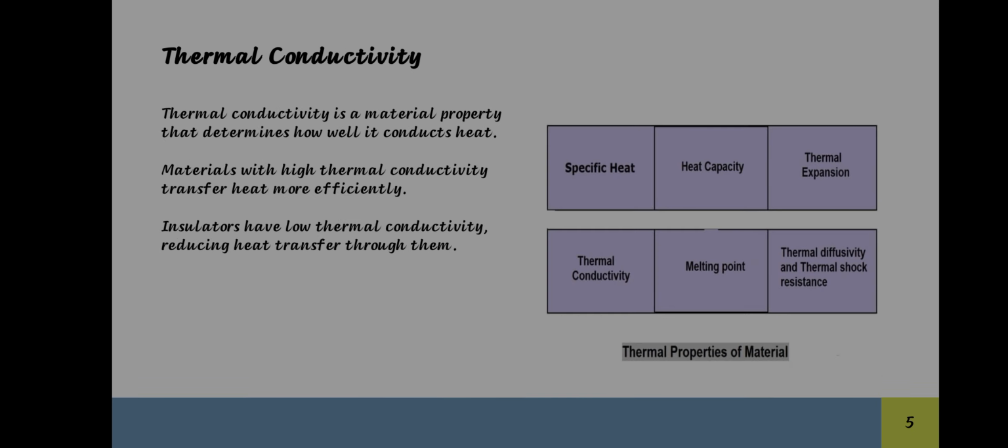Thermal conductivity. Thermal conductivity is a material property that determines how well it conducts heat. Materials with high thermal conductivity transfer heat more efficiently. Insulators have low thermal conductivity, reducing heat transfer through them.